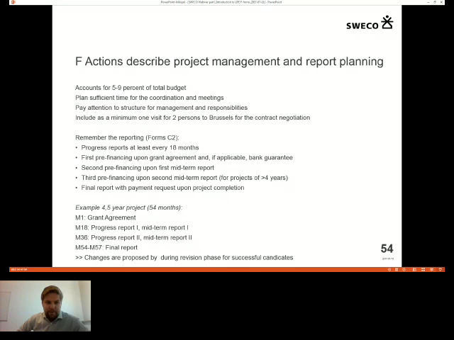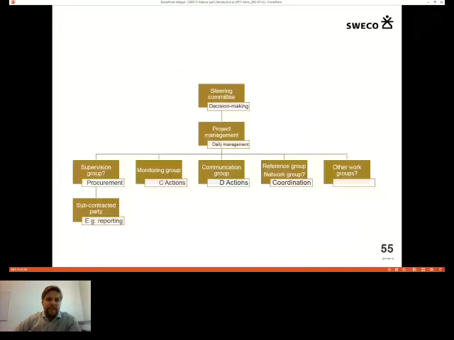And then the final report you send in with a payment request for the rest of the co-financing that you have asked for, and then you get within 3 months the final payment. An example you can see for a project of 4.5 years. This is quite realistic setup. Please have a look at that. But again, it might change. And then finally, I think, no, not really. One more slide after this.